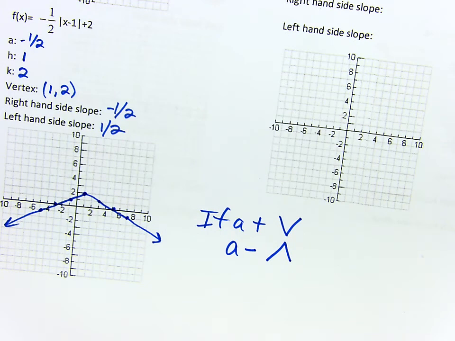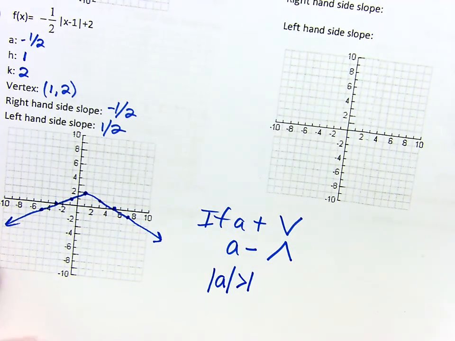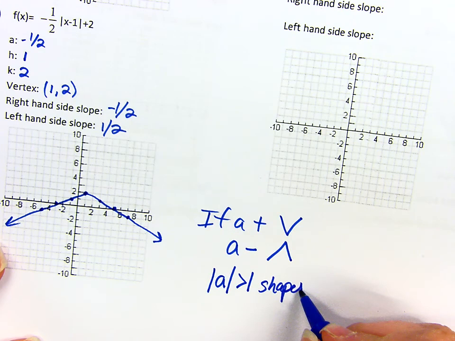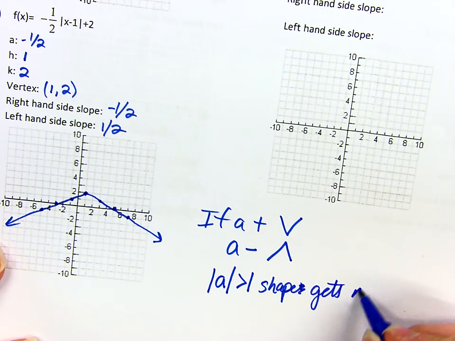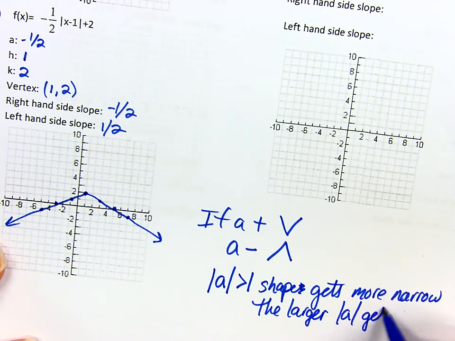So we just said like if a had been 10, it would be really narrow. What if a is going to be negative 10? Does that mean it's going to be really wide? No. It's just going to be upside down and narrow. So what we really want to talk about is the absolute value of a. So the absolute value of a is bigger than 1. It's going to get more and more narrow as it gets bigger, okay? So the shape gets more narrow the larger the absolute value of a gets.